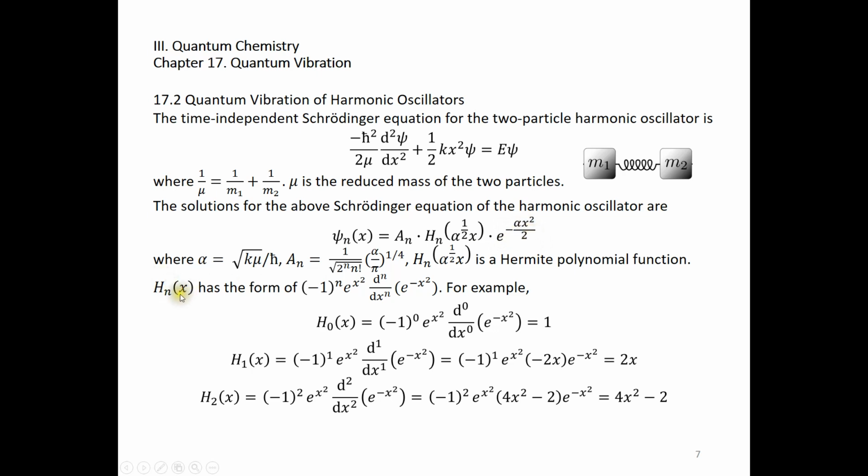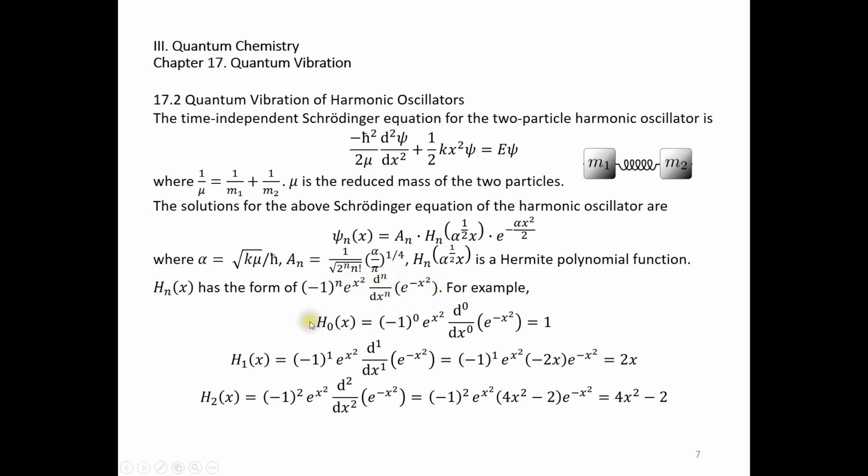So this Hermite polynomial function takes the form of negative 1 to the power of n, e to the power of x squared, and then the derivatives of e to the power of negative x squared. This n can be 0, 1, 2, 3, 4, etc. And over here, we just plug in the corresponding value of n here and here.